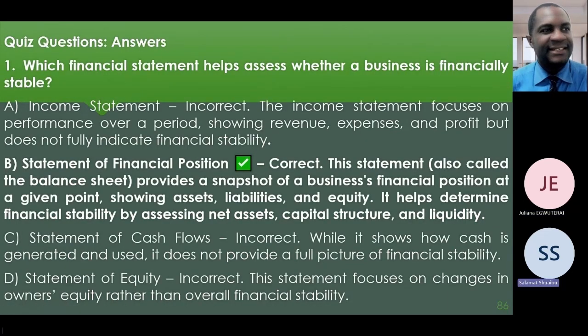Number 1. Which financial statement helps assess whether a business is financially stable? B. All right, the answer is B, statement of financial position. This statement shows whether the business is financially stable. Yeah, statement of financial position.